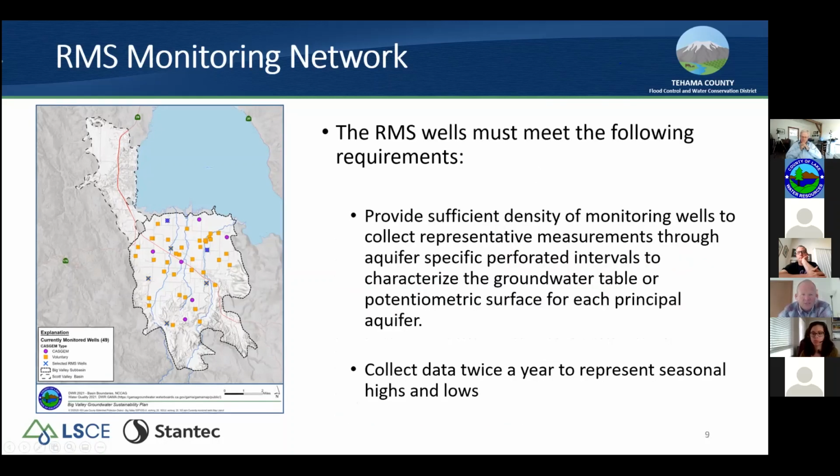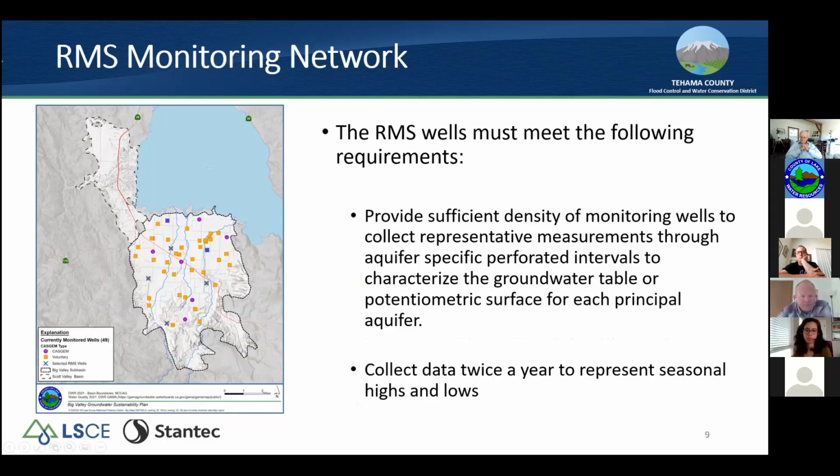I did mention this on the previous slide, but we want to make sure that we've got an adequate density of RMS wells. We want to make sure that we really understand the well construction information, and also that we have a decent historical record. That's really important, so I just wanted to touch on that again.